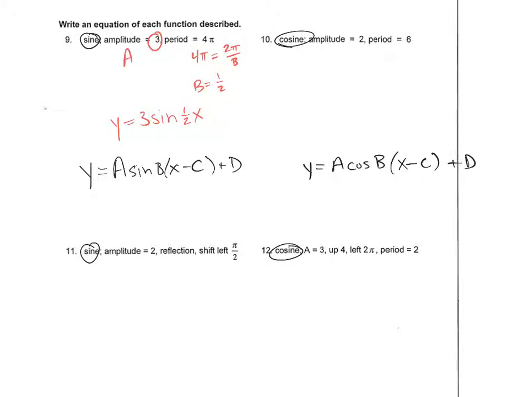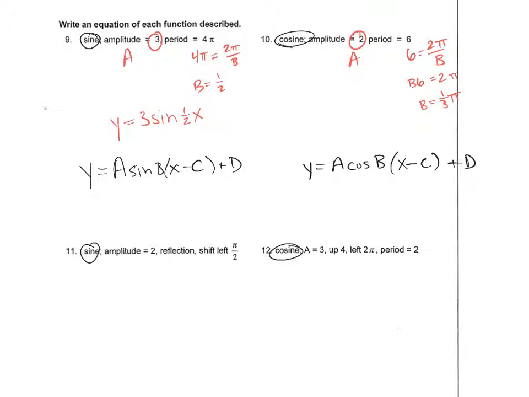On number 10, I have an amplitude of 2, so that is A. My period equals 6. So some of our problems, especially on the homework, get a little bit tricky because now 6 equals, it's still 2 pi over B. But now, when I multiply both sides by B, I get B times 6 equals 2 pi. All right, remember I want to solve for B so I can put it into this equation. So I'm going to divide both sides by 6. So B equals 2/6 or 1/3 pi.